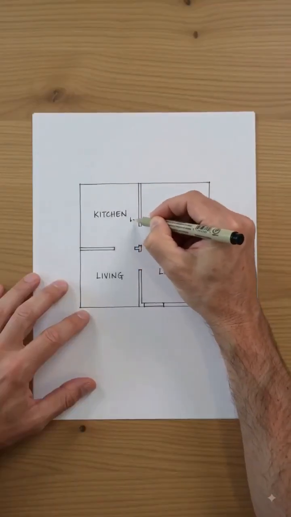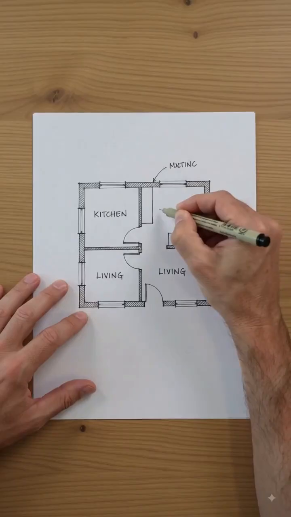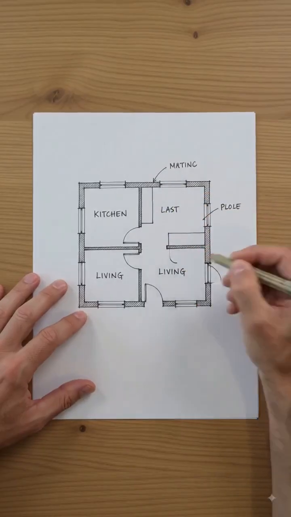Welcome to Lesson 47. Let's sketch a floor plan. First, we define zones. Now we add walls and doors. In conclusion, practice drawing. Next, we'll cover dimensioning.